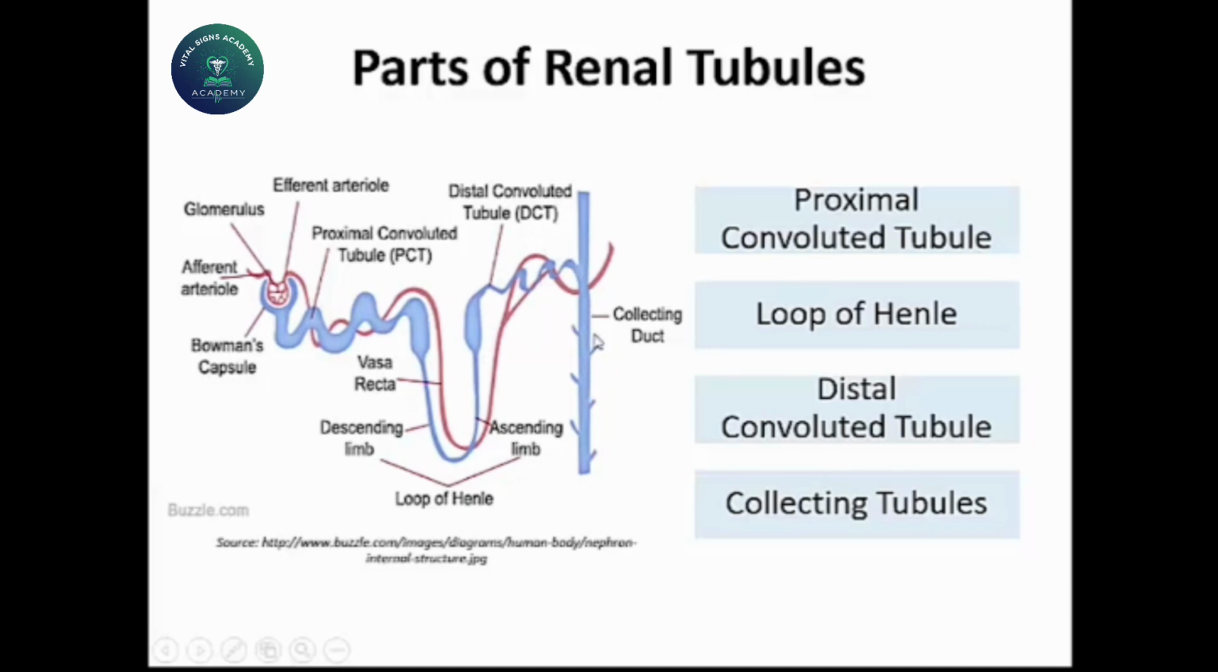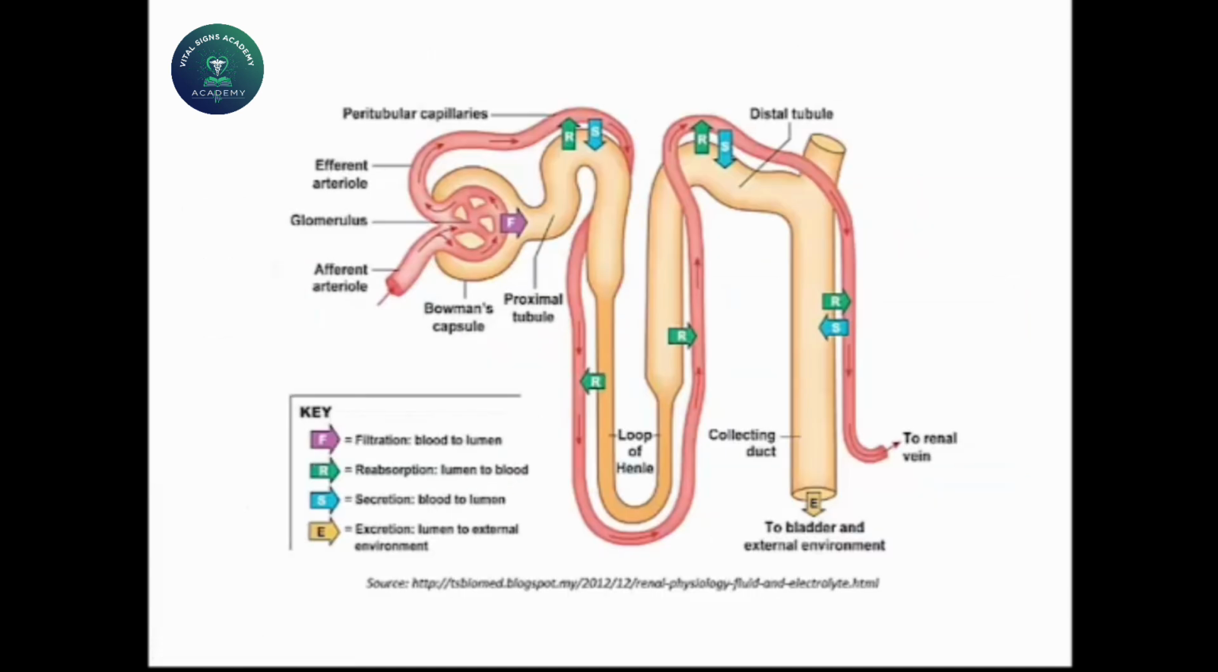This picture shows the process of urine formation. As you see here, the blood enters into the glomerulus, is filtered by the Bowman's capsule, and received into the proximal tubule where certain substances are reabsorbed. R represents the reabsorption process, S is the secretion. Certain substances which are not required are secreted into the PCT or proximal tubule and certain substances which are required are reabsorbed into the blood.